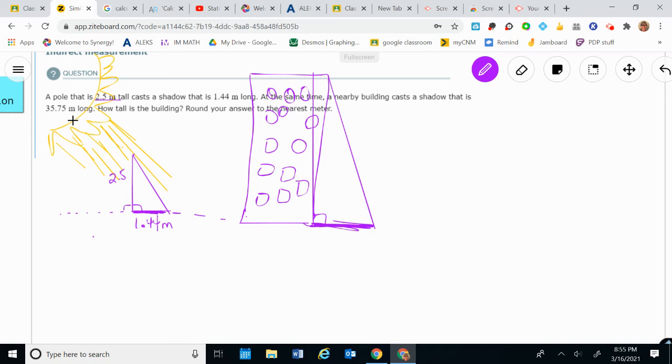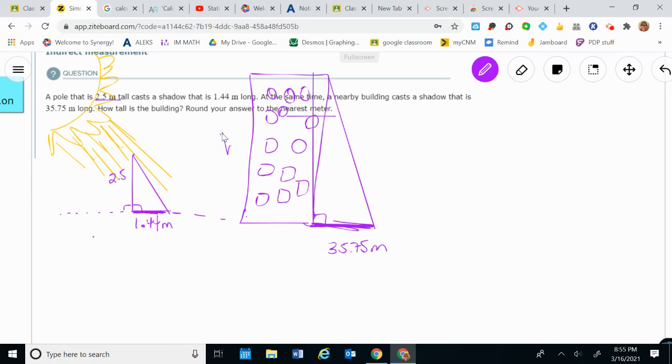Okay. So basically, the shadow is 35.75 meters long. I have two situations: a pole casting a shadow, and a building casting a shadow. How tall is the building? Round your answer to the nearest meter.